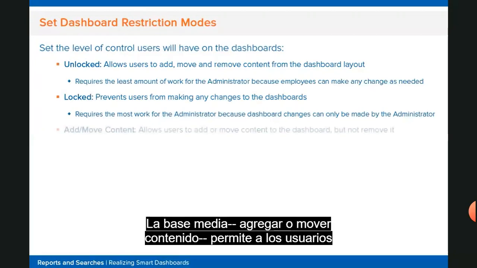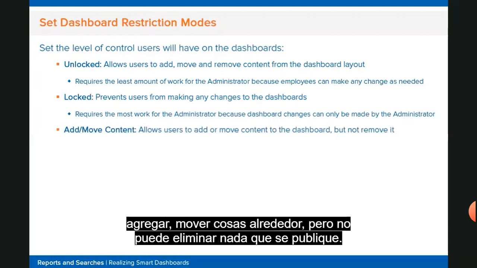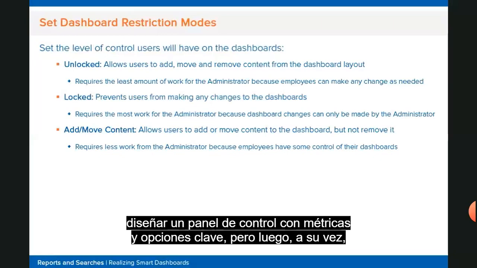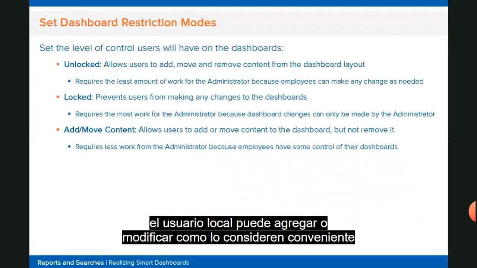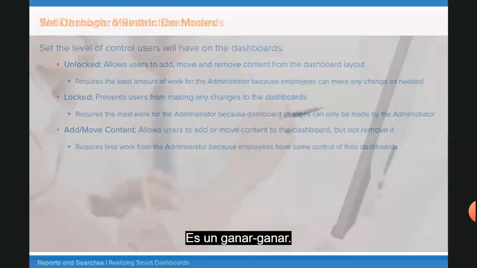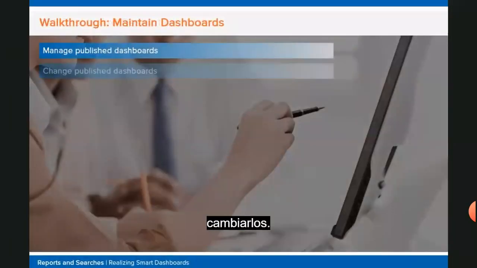The middle ground, add or remove content, allows users to add and move things around, but they can't remove anything that's published. This is usually the most popular option because that way you can design a dashboard with key metrics and options, but then in turn, the local user can add or modify as they see fit as well. It's a win-win. So we're going to talk about managing published dashboards and changing them.